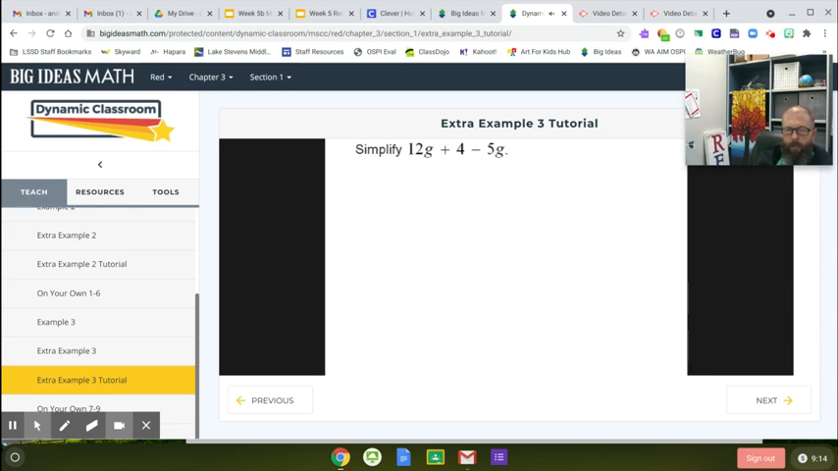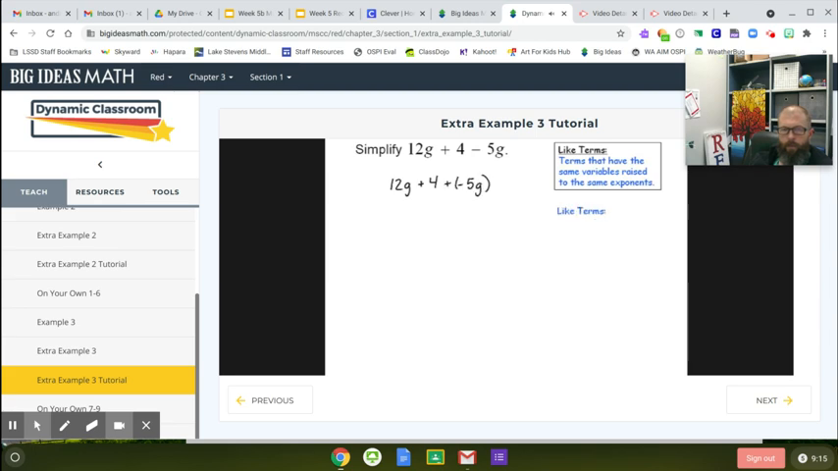An expression is simplified when there are no like terms or parentheses. Like terms are terms that have the same variables raised to the same exponents. Before we find the like terms, let's rewrite the expression. Since terms are separated by addition, it is helpful to rewrite the expression where subtraction is written as adding the opposite. 12g plus 4 plus negative 5g.